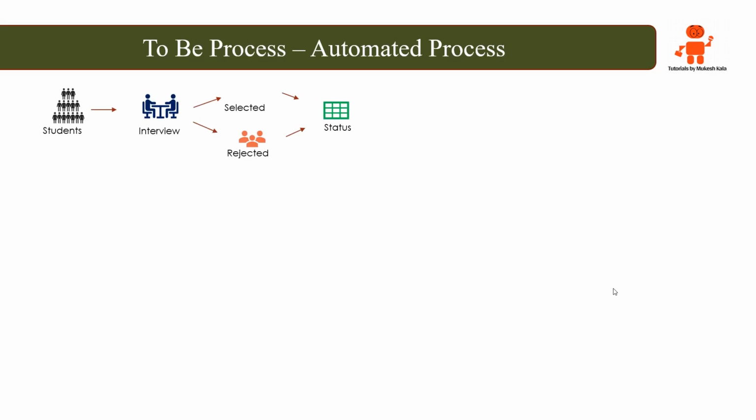Now all of these things, taking interviews of all the students one by one, selecting, rejecting them, maintaining all the statuses and dumping all the statuses in a single spreadsheet, still stay the manual process. Now where exactly will the robot come into the picture? As soon as I introduce a robot, the robot would start its execution once we have the status Excel sheet available with me.